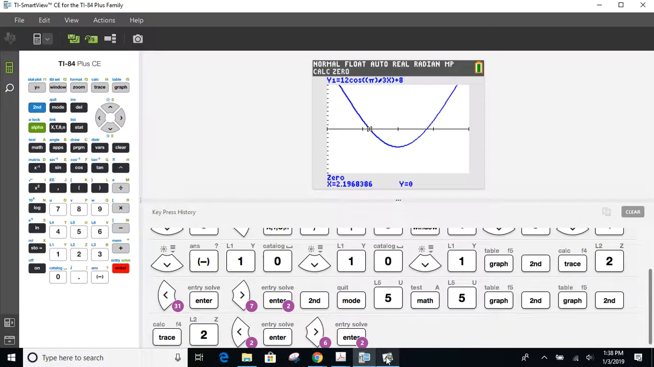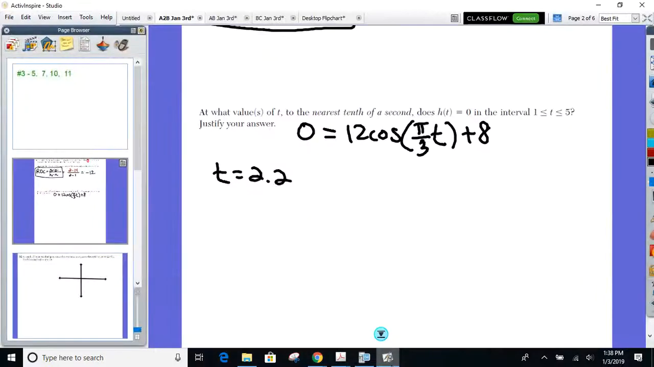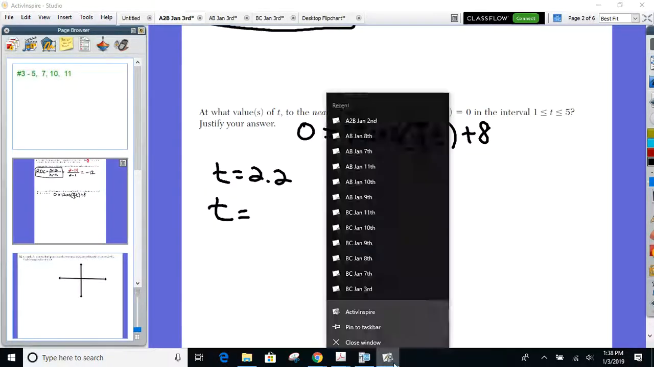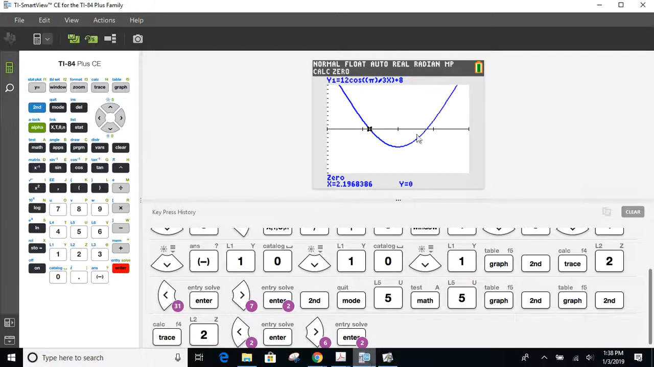But is that the only 0 there? Nope. Okay, now how do I find the other one? Hey, don't just move your cursor over it. You've got to go second trace again. Go through that whole process again, everyone. Second trace, go to the left, go to the right, guess, and then let's see what we come up with. I won't do this one. I want to see what you come up with.